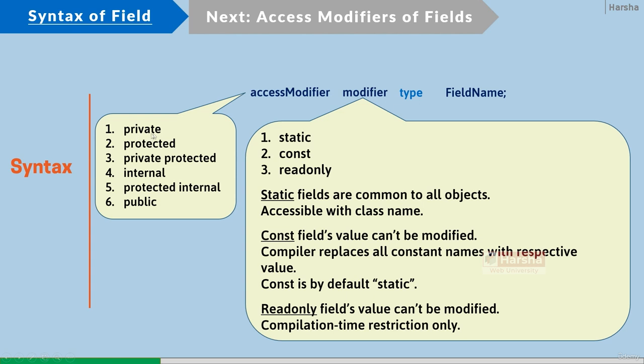Whereas the default access modifier is private. That means if you don't specify any access modifier for the field, by default that field is taken as private. The default access modifier of a class is internal, but default access modifier of a field is private. And there is no default modifier because all these modifiers are by default optional. And the type name can be any primitive type such as int, long, double, char, etc. Or it can be string, it can be structure, it can be class, or anything.